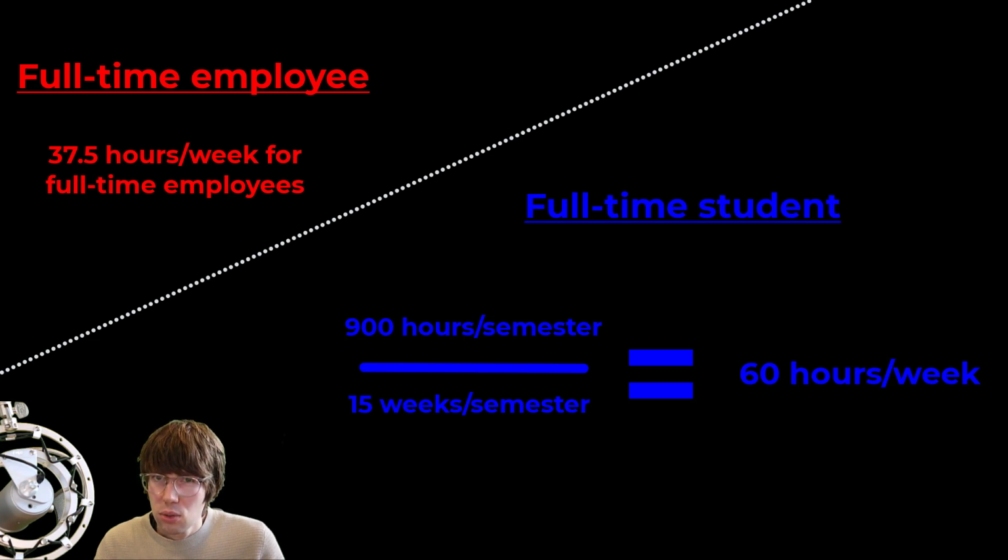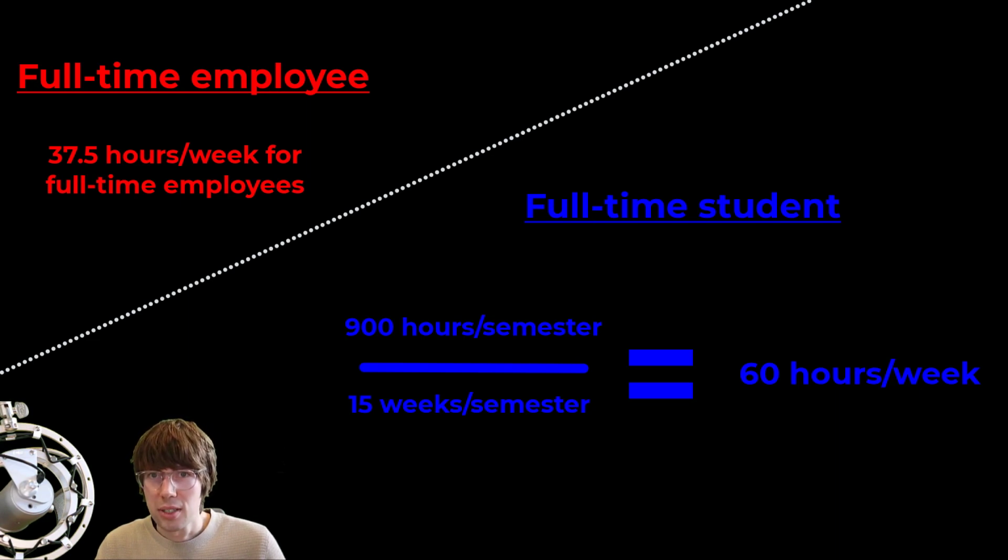For the full-time student, that is going to be 900 hours. And 900 hours is just 1,800 divided by 2, because we're looking at one semester here. So 900 hours per semester divided by the number of weeks per semester. And for the autumn semester, that is expectation-wise 15 weeks. And 900 divided by 15 weeks, that is 60 hours per week.